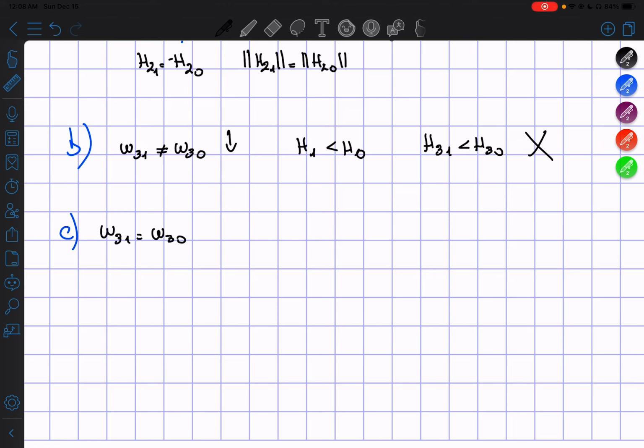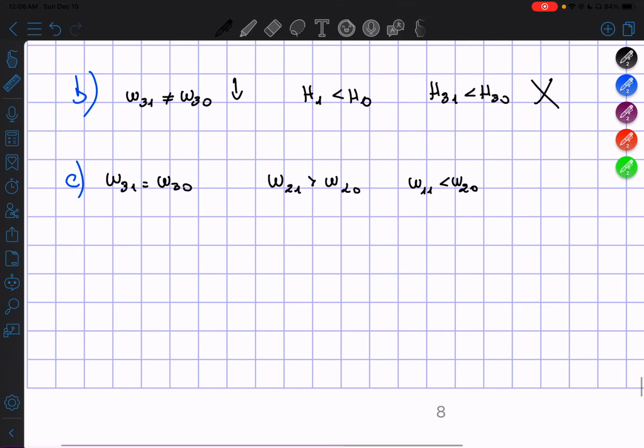Now for C instead, we see that the omega 3 at time 1 is the same as omega 3 at time 0. However, omega 2 at time 1 is higher than our omega 2 at time 0, and our omega 1 at time 1 is less than omega 1 at time 0. In this case, then we actually need to plug in and find our H matrix by doing I omega, and then finding the absolute value of H, which turns out to be the same as the absolute value of H at time 0. Therefore, it's a feasible option.